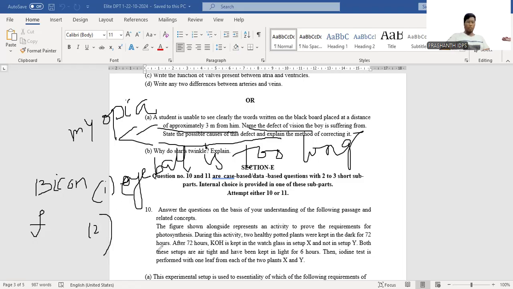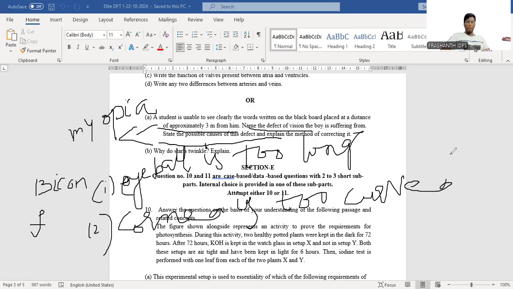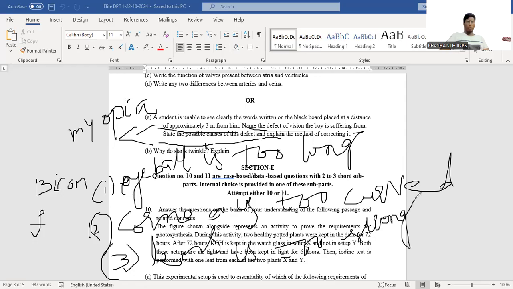Second one, cornea is too curved. This is the second one you can write. And also, see, lens is also too strong for them. Lens is too strong. These are the 3 points you can write for this, or else the points which I have given you in the notes, that also if it is relevant to the question, then I will give the marks. Okay, so this is about 5 marks question.